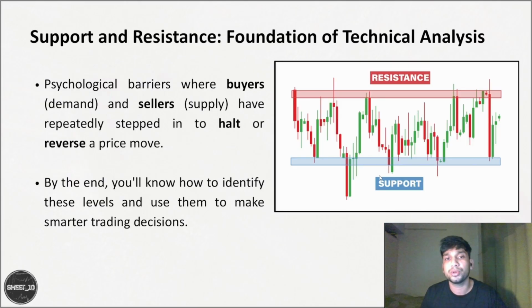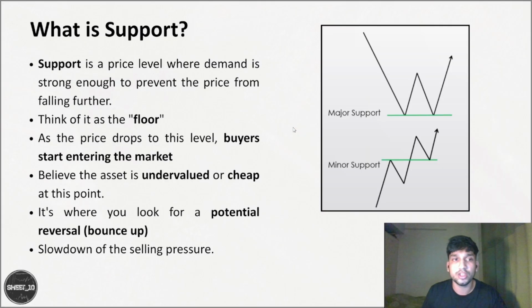Okay, so what is support and resistance? Support and resistance is basically where you can see where the buyers are and where the sellers are. So we can see where the demand is and where the supply is. So this is the basic understanding of what support and resistance is. You can identify the levels at which there are buyers, there are sellers, and we can see how it plays out. Okay, so what is a support?